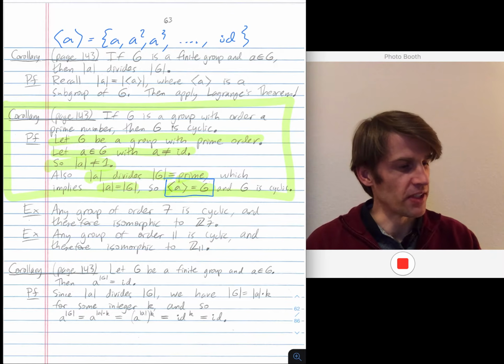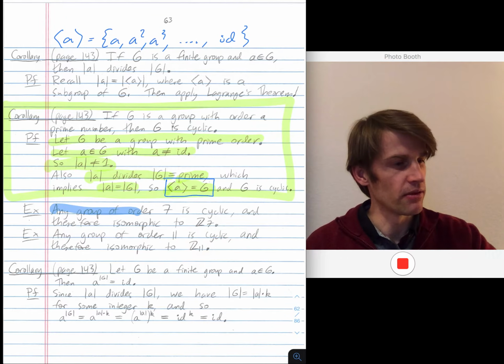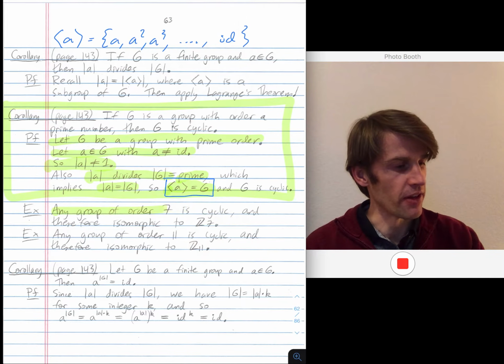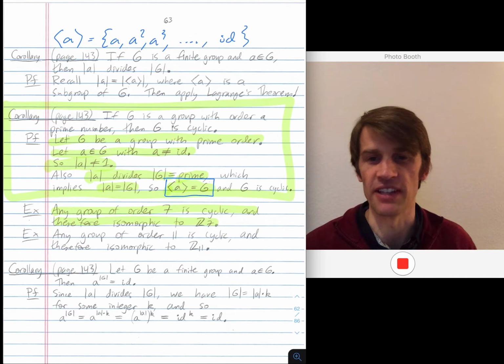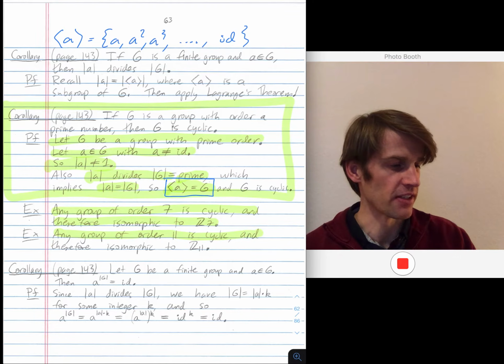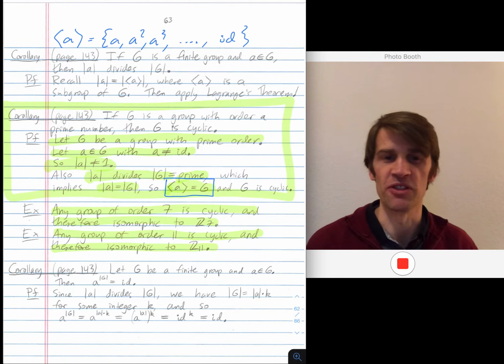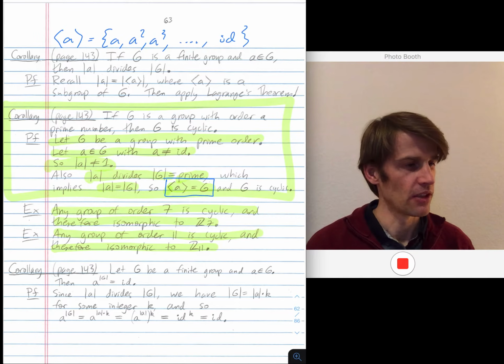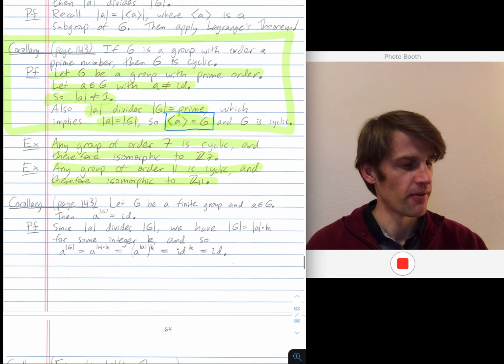Down below, I've listed 2 examples. Any group of size 7 is cyclic, and therefore isomorphic to the integers mod 7. 11 is also prime. Any group of size 11 is cyclic, and also isomorphic to the cyclic group Z mod 11. All right, wonderful.